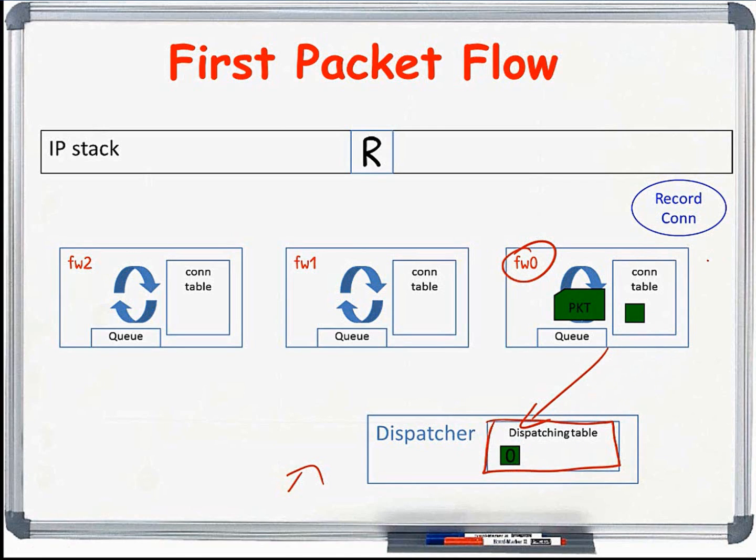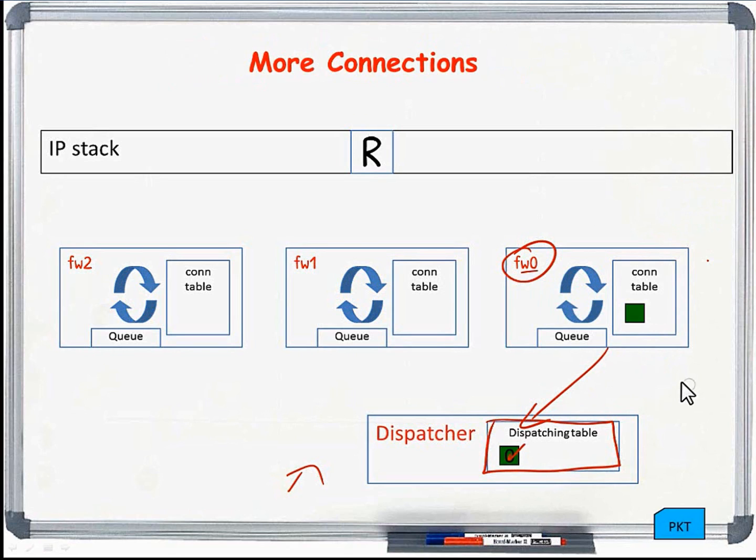So now look at the dispatcher. It marks on which firewall is executing. Firewall 0 is executing that connection, processes that traffic, and forwards it on its way.